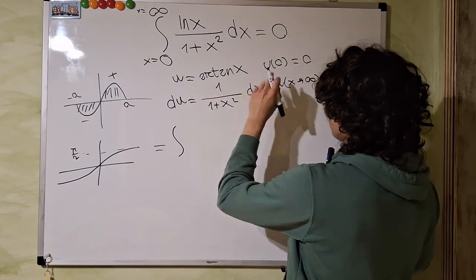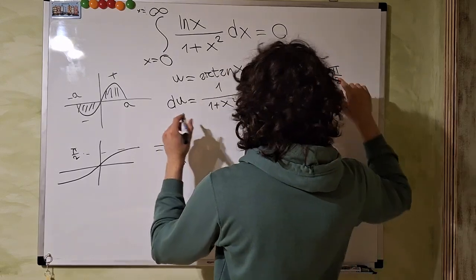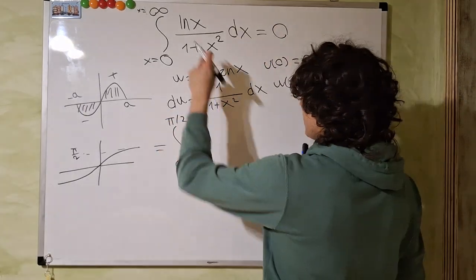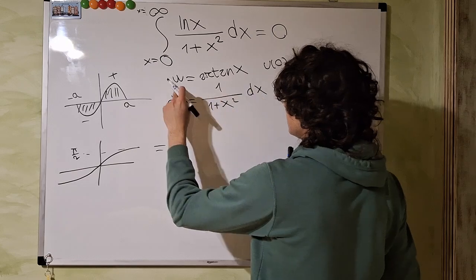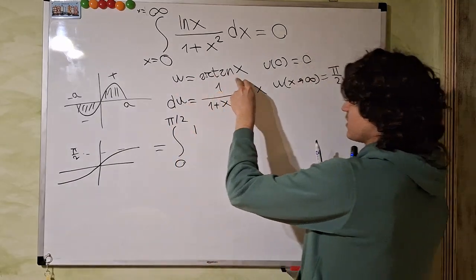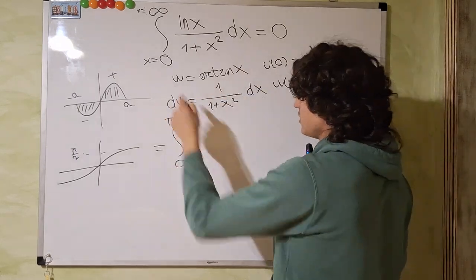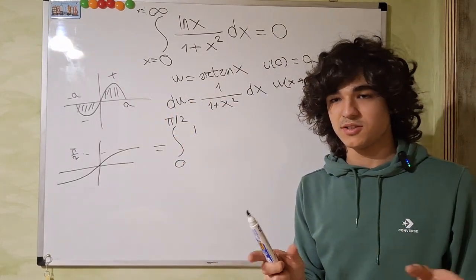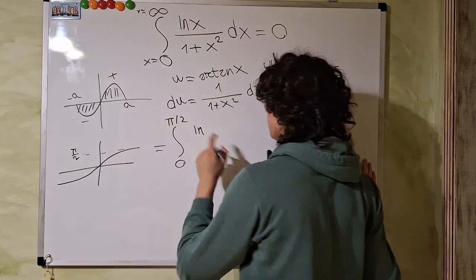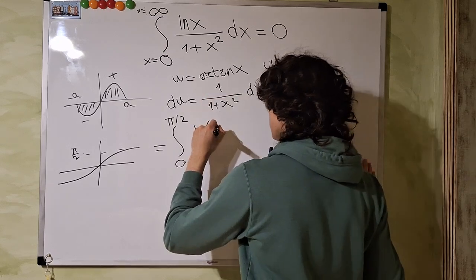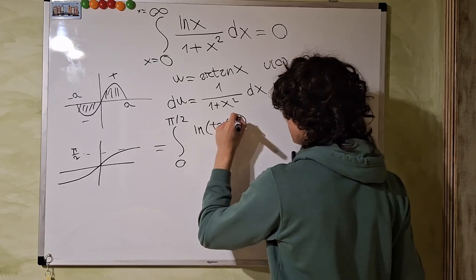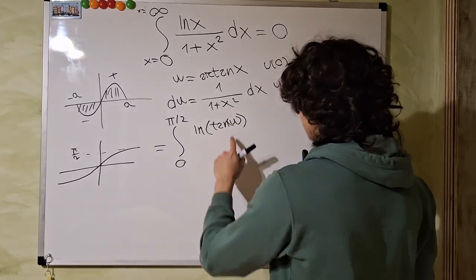We have u going from 0 to pi over 2 of ln of x, but x is the tangent of u, because if u equals the arctangent of x, then of course x equals the tangent of u. This is what we do with inverse functions. One is the opposite of the other. So ln, natural log of tangent of u. This is tangent of u. Let me put the bracket so it's probably better.